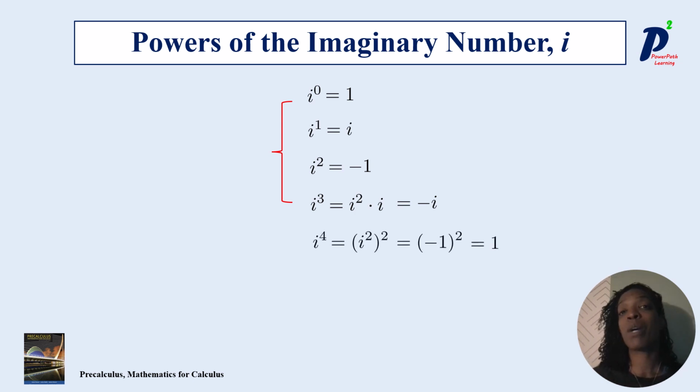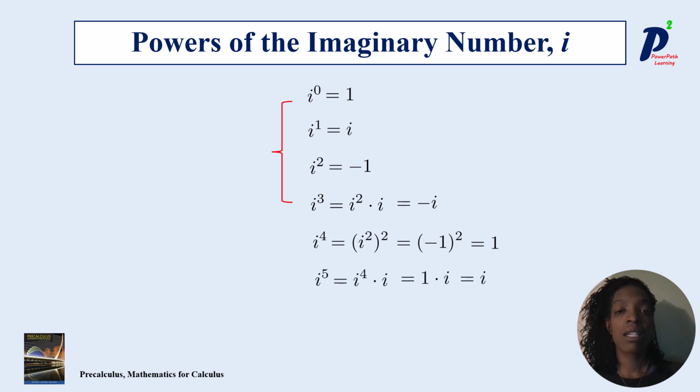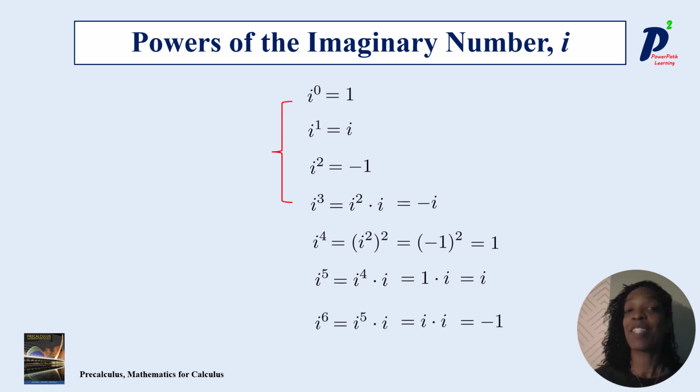Let's keep going. i to the 4th is i squared squared, which is negative 1 squared, positive 1. i to the 5th is i to the 4th times i, 1 times i, which equals i. And i to the 6th is i to the 5th times i, which is i times i, which gives us negative 1. I don't know if you can see a pattern, but basically I'm seeing cycles of 4: 1, i, negative 1, and negative i. So why does that help us?